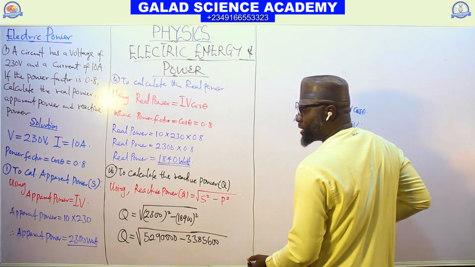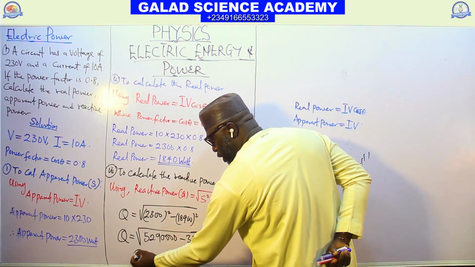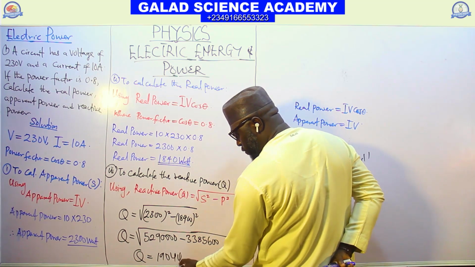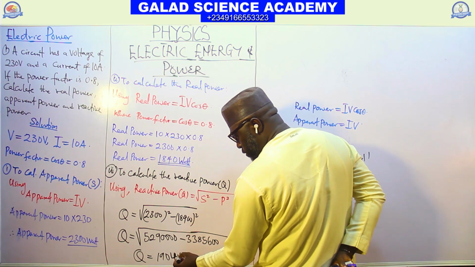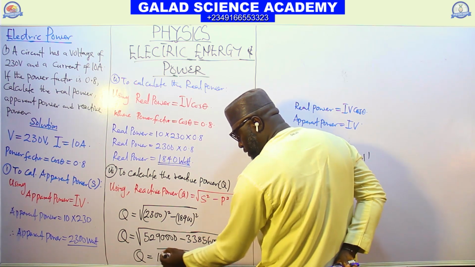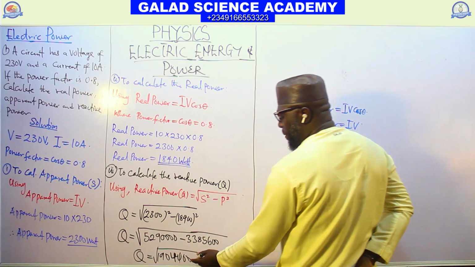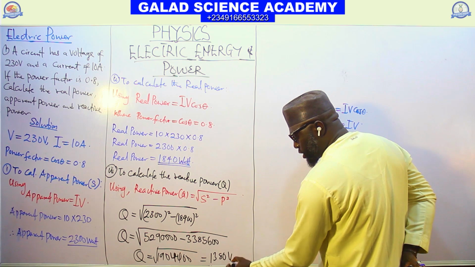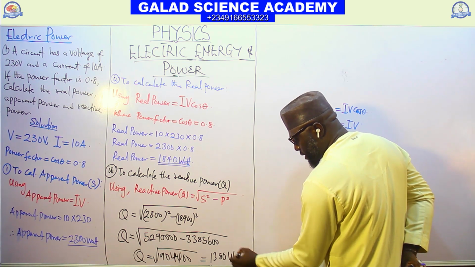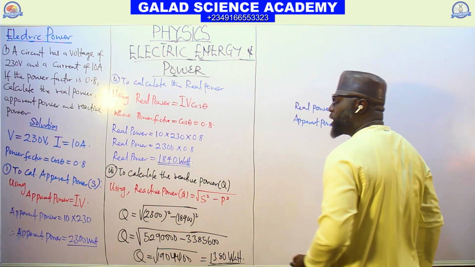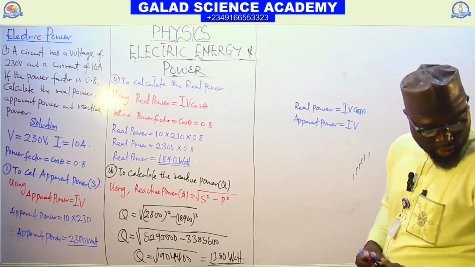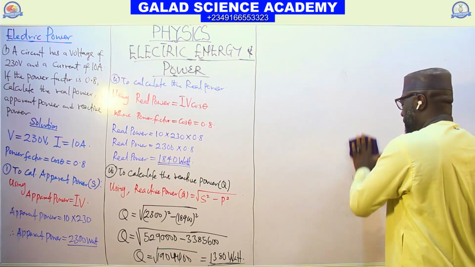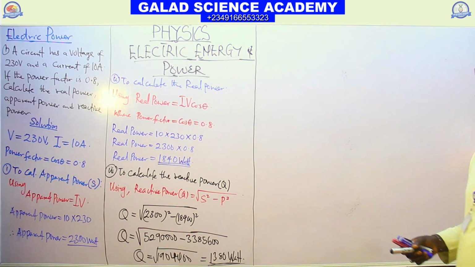So if you subtract, your Q should give you 194,400, 440, 0. By pressing the calculator, we have 138 watts. That is the reactive power from the question above.